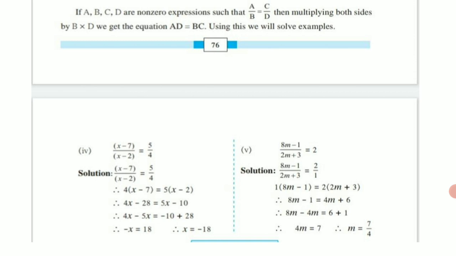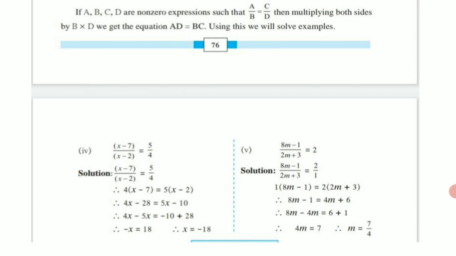That is, 4 into x minus 7 is equal to 5 into x minus 2. 4x minus 28 is equal to 5x minus 10. 4x minus 5x is equal to minus 10 plus 28. Minus x is equal to 18. x is equal to minus 18.